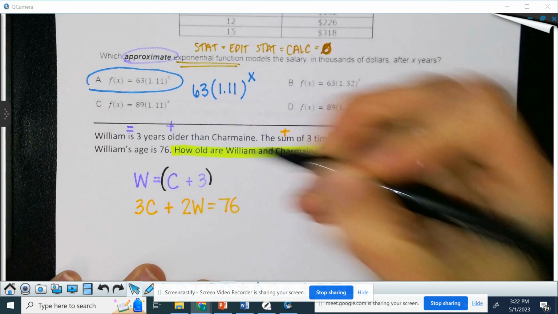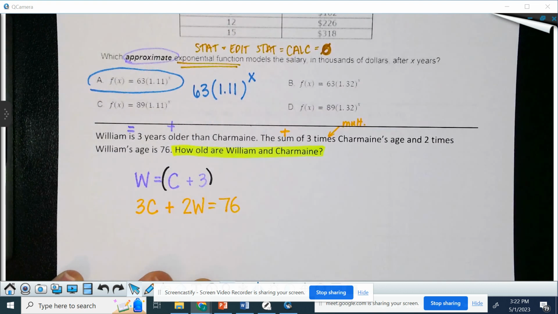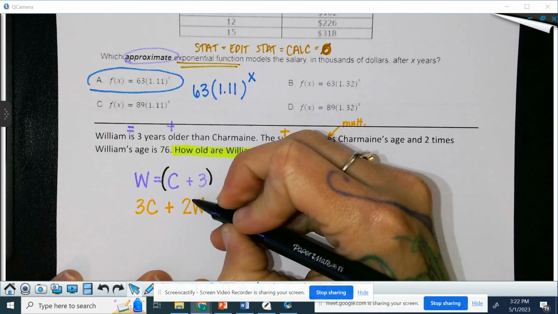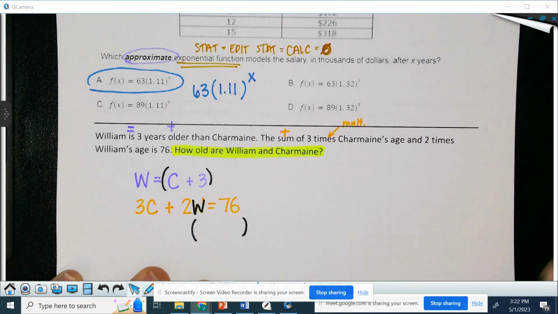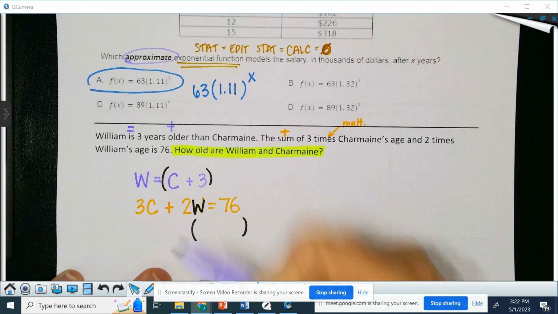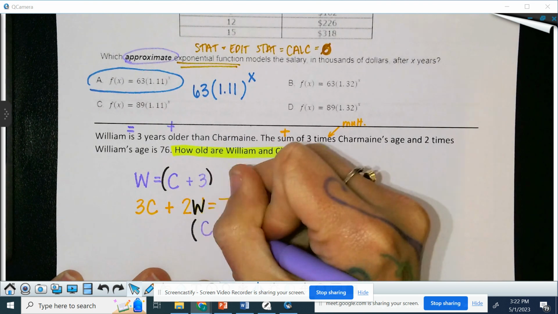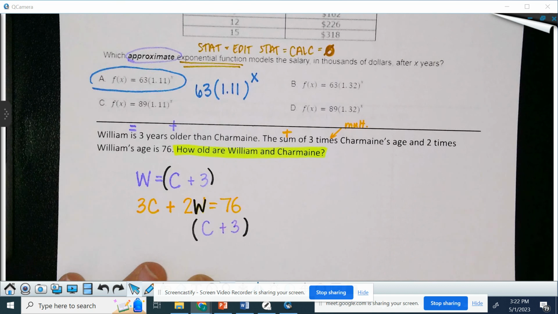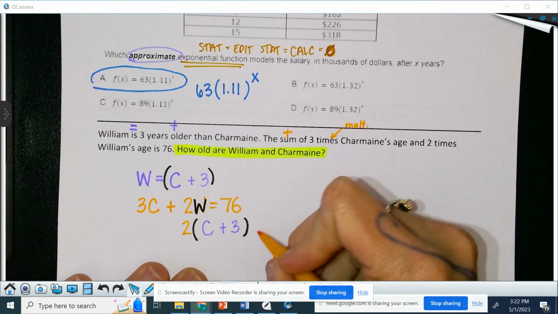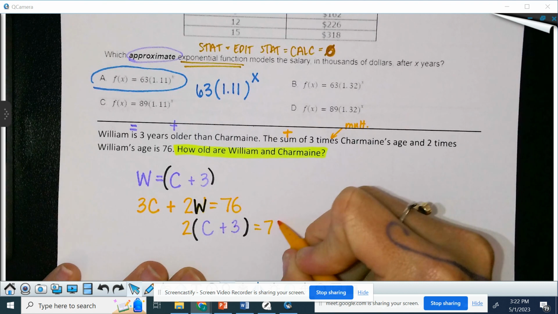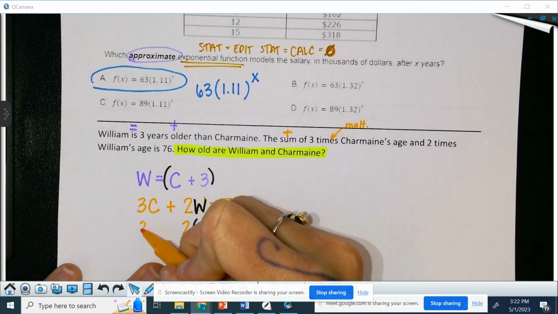I would start there and use substitution because I have a W right here that I can replace with C plus 3, because W is C plus 3 and the W just goes away because we just used it. So we have our 2 times (W) equals 76, 3C, and we add it together.